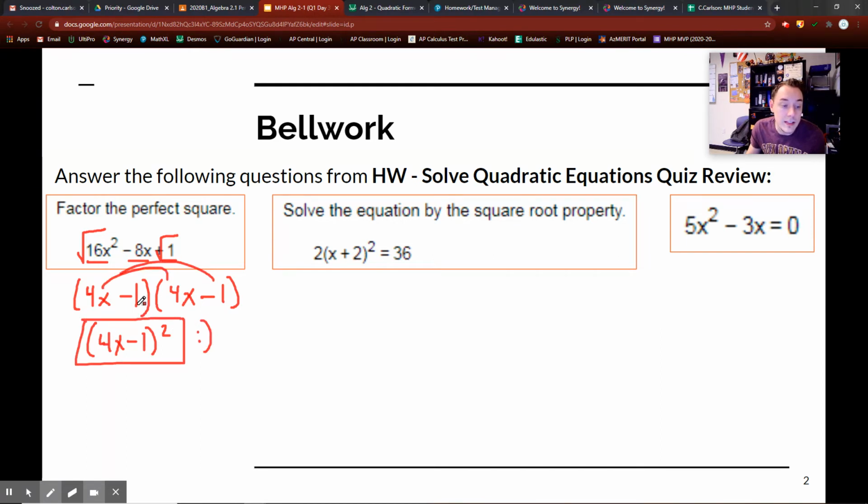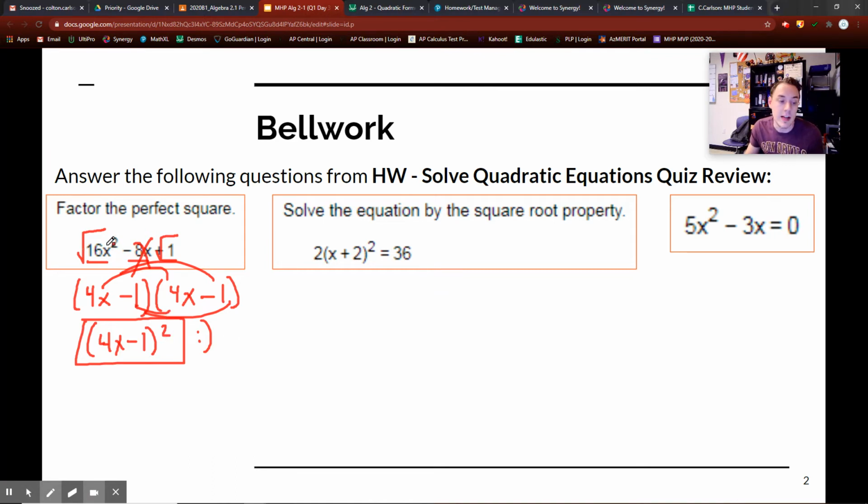Now, if you FOILed this out, you would get the 8x. The 8x is really just kind of pointless there. You really only need to focus on the first and last term, so the 16x squared and then the 1. That's really the only ones you need to focus on there. Awesome. So that's how you do that one. Very simple, very short, very sweet.